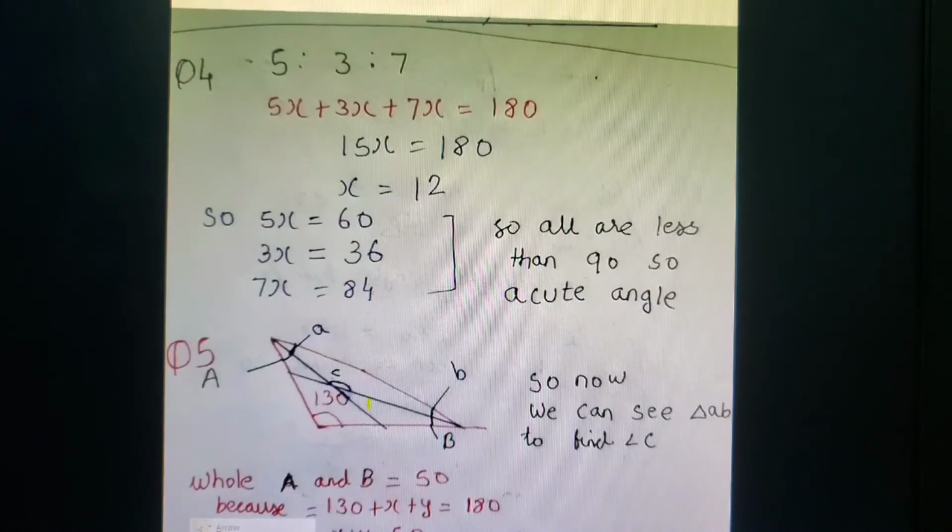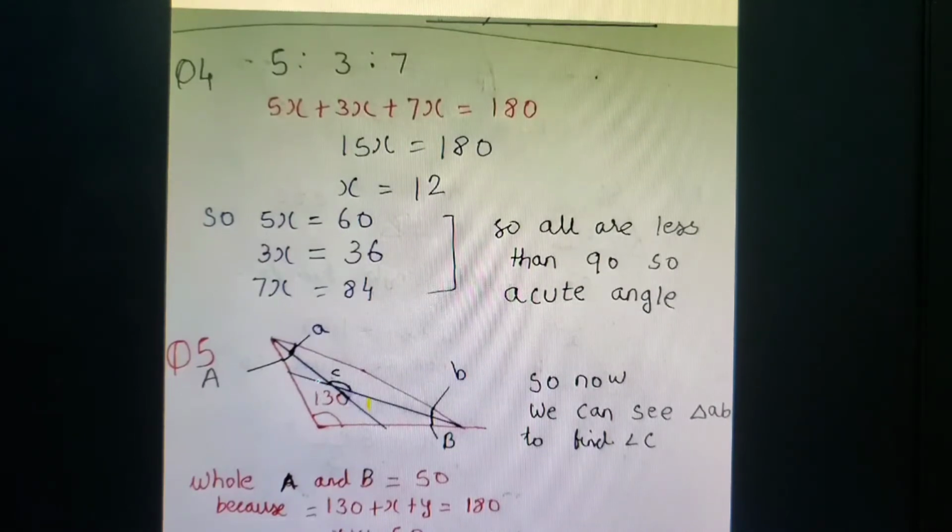Bisector means the bisector cuts this angle into two equal parts. This bigger one we can consider as a whole, and bisector means small a and this small a are equal. A plus a will give us big A. So this means that they are cut in half. So we have drawn the figure.